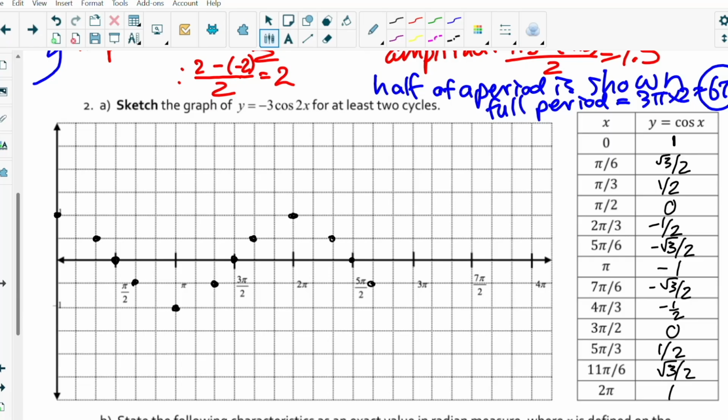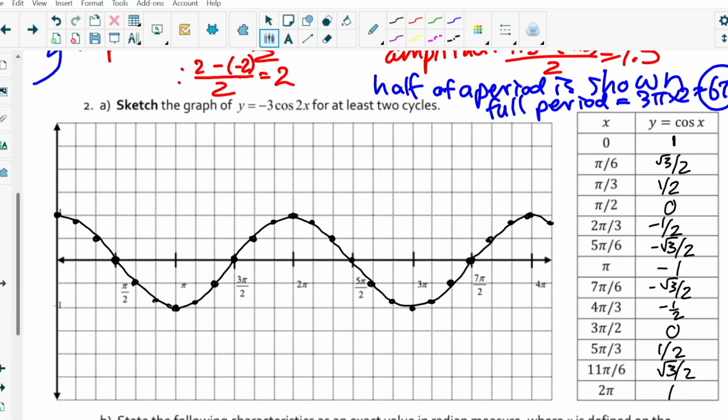Okay, I'll plot those in, and I know it continues like this, right? So let's use our properties of symmetry here. Okay, and I know 3 pi over 2 is roughly about there, right? So this is how I quickly and neatly graph a cosine function. Okay, nice smooth curve. Okay, there we go.